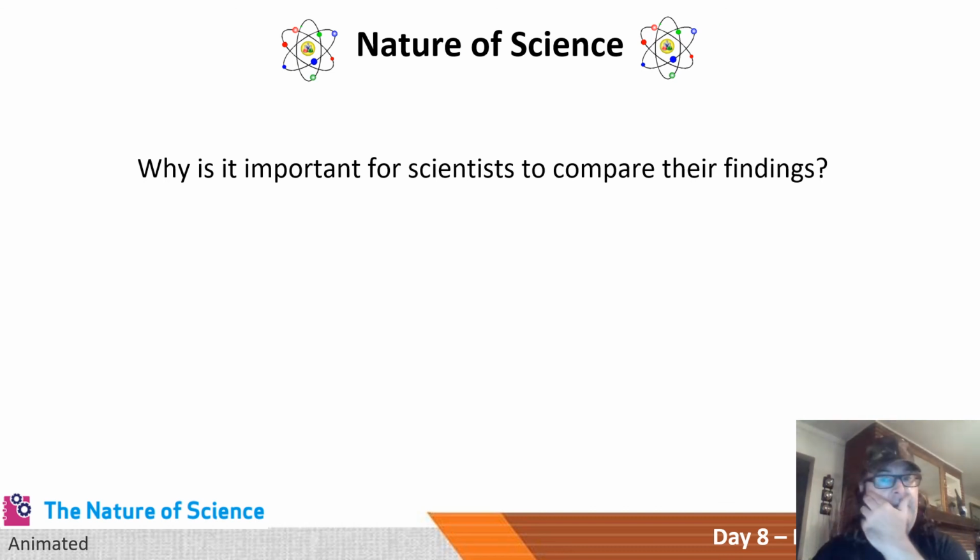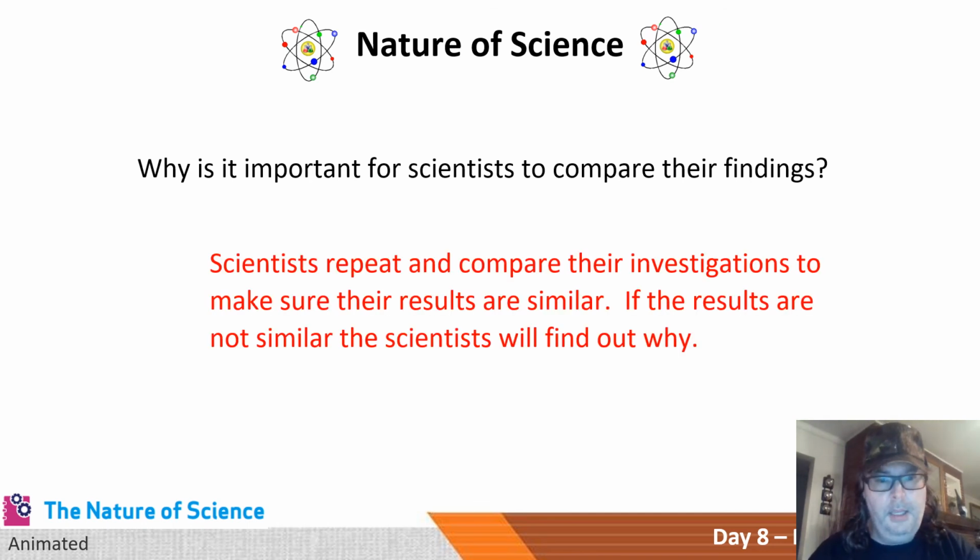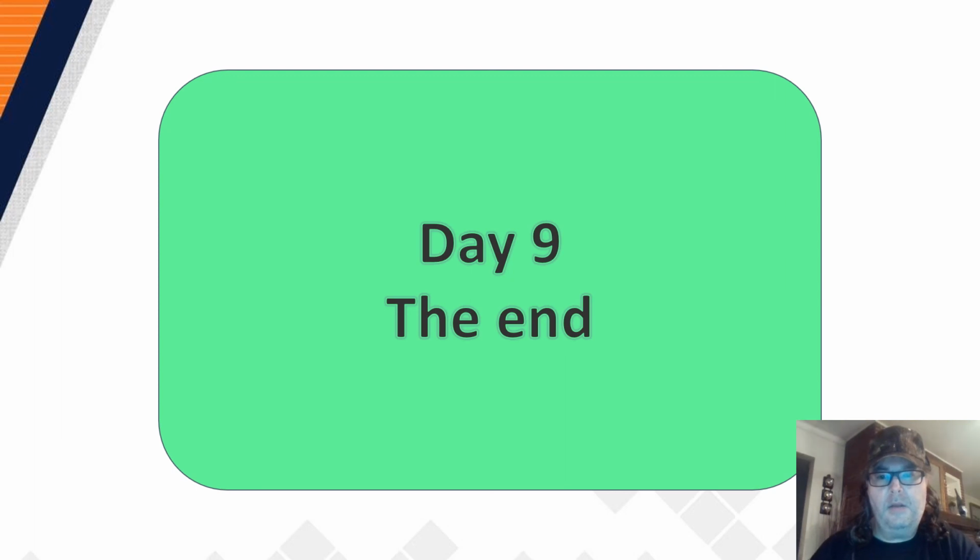Why is it important for scientists to compare their findings? We talked about this. You're repeating yourself, Mr. Verhoost. I'm not. Scientists repeat and compare their investigations to make sure their results are similar. If the results are not similar, the scientist will find out why. Why did you get that and I didn't get that? Let's find out why you got your answer and I got mine. Let's figure it out. Simple as that.